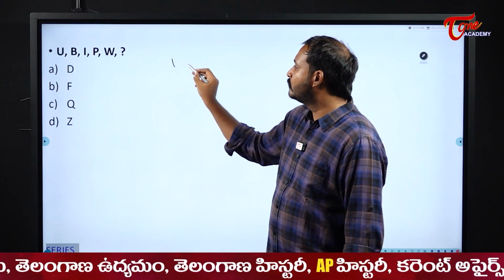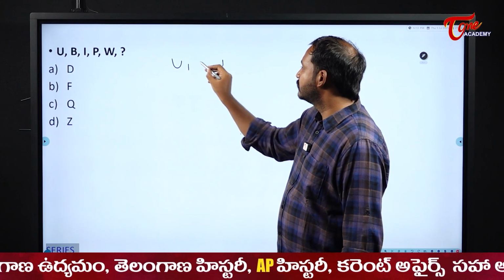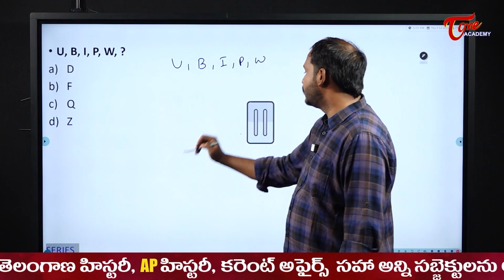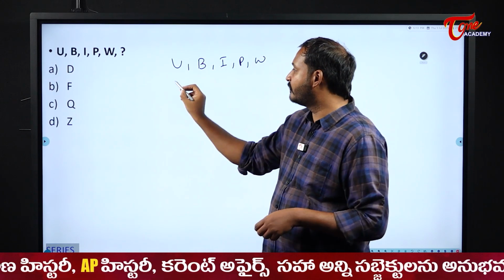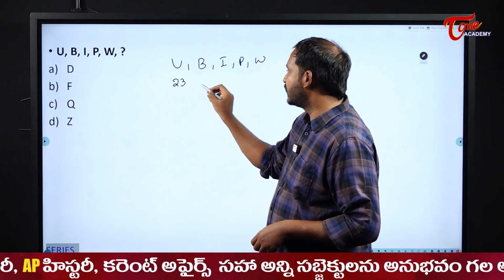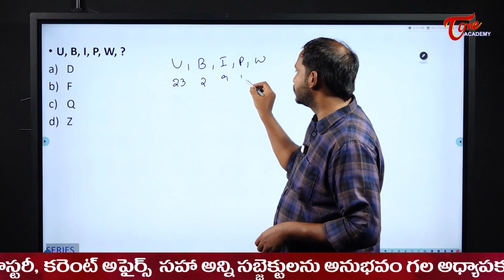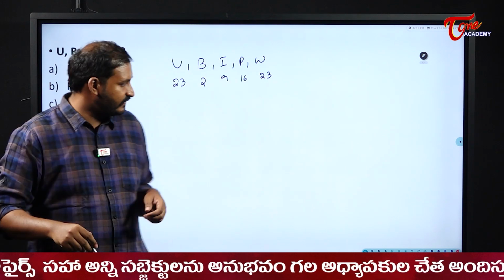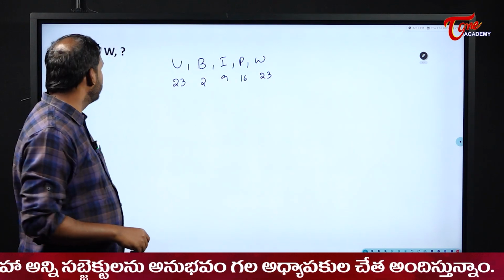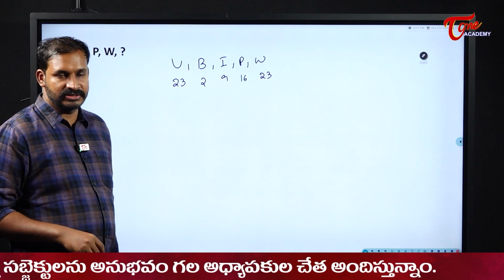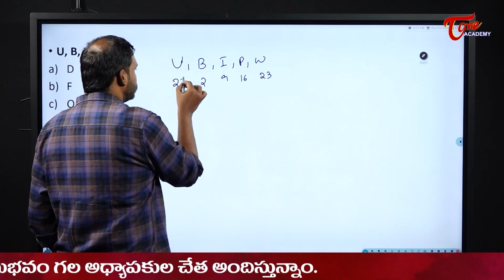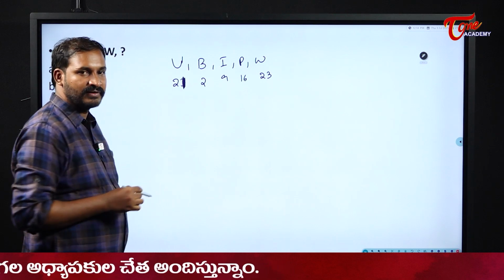U, B, I, P, W. So what is U for me? 23rd. B is 2nd. I is 9th. P is 16th. W is 23rd. Now please see here. All are of different one, right? Is it following any particular order for us here? No, sir. It is not following. But please check what is actually happening here. U is 21st. Sorry. U is 21st alphabet for me.